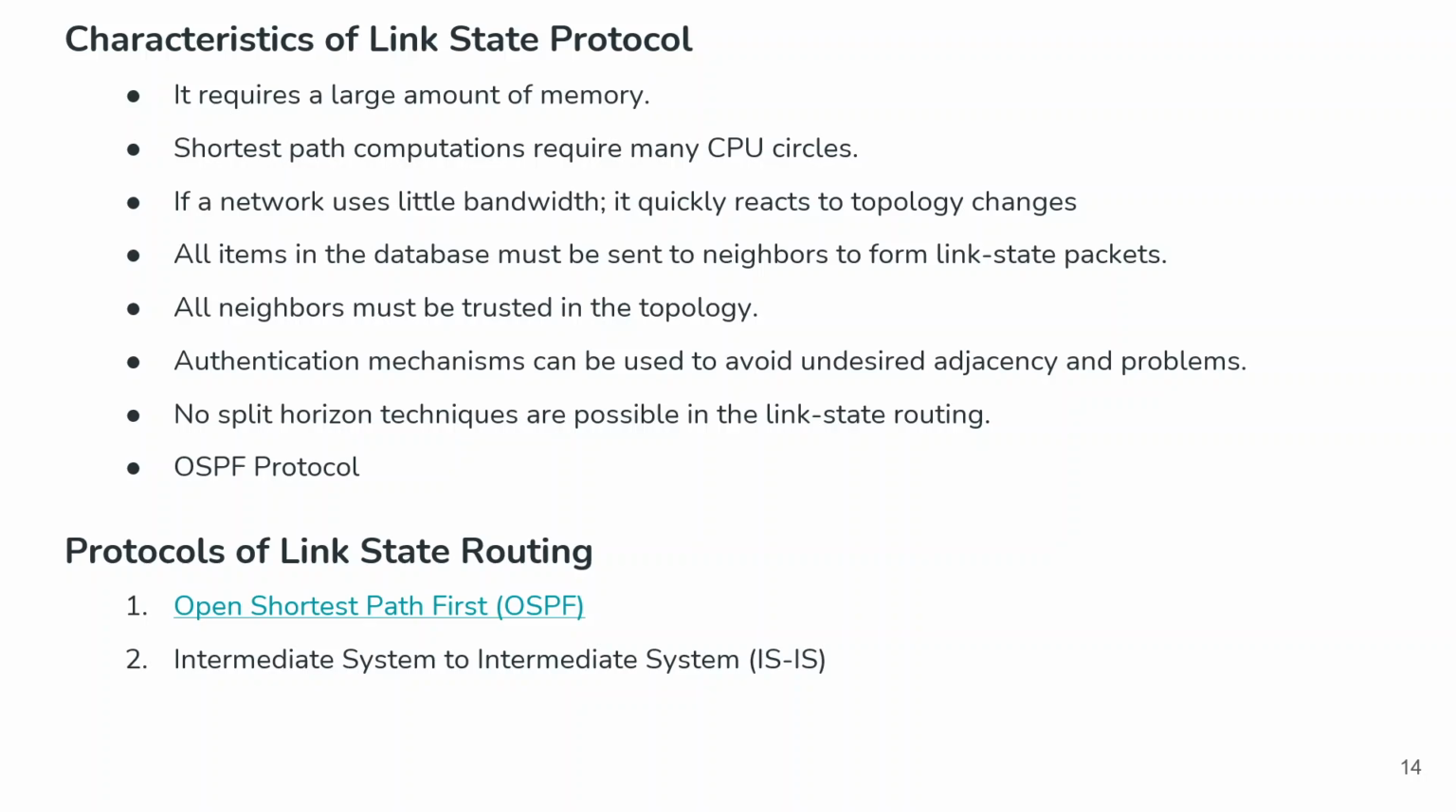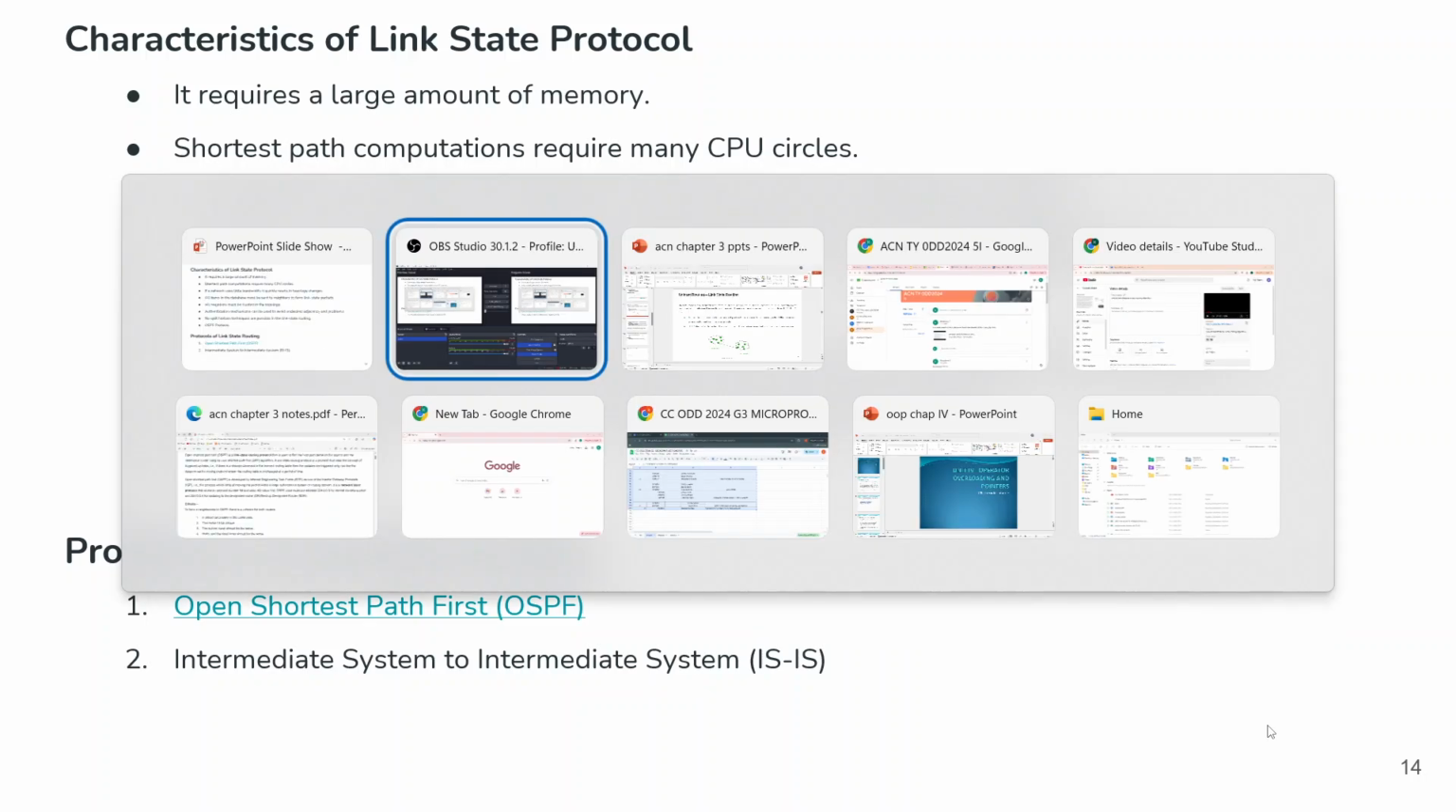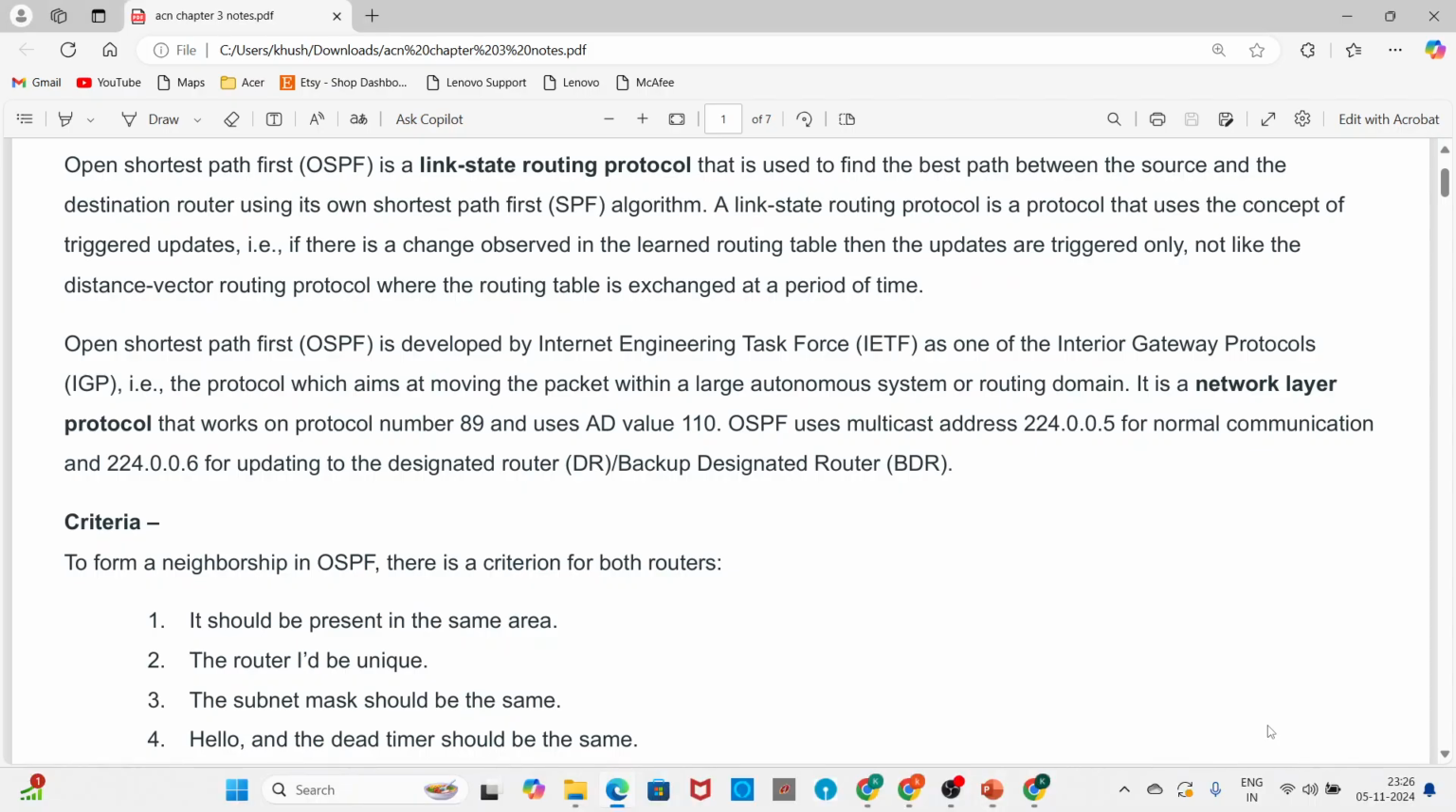So one of the main characteristics of this link state protocol is the OSPF protocol. So the protocols of link state routing are OSPF and IS-IS. So OSPF is Open Shortest Path First, and next is Intermediate System to Intermediate System. So here we are going to see OSPF, that is Open Shortest Path First protocol. So let us move on to OSPF.